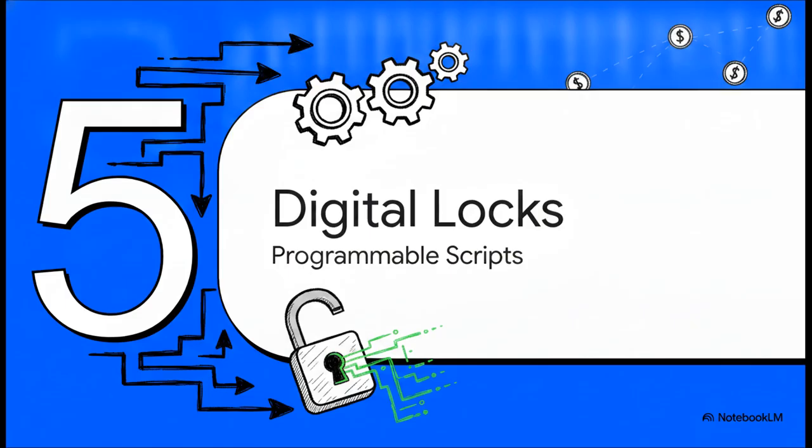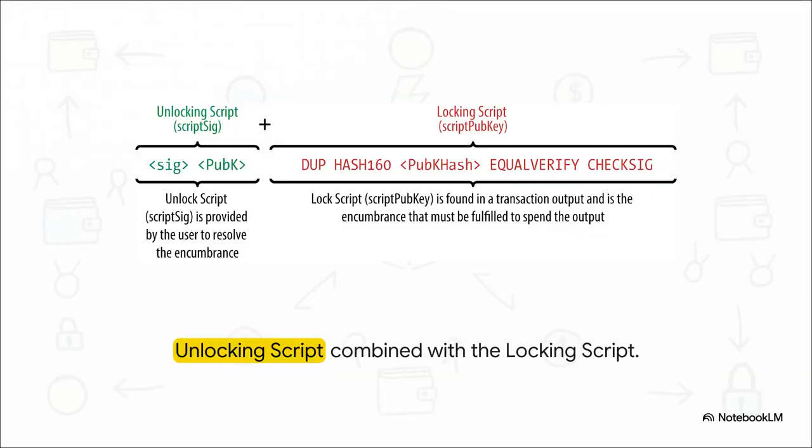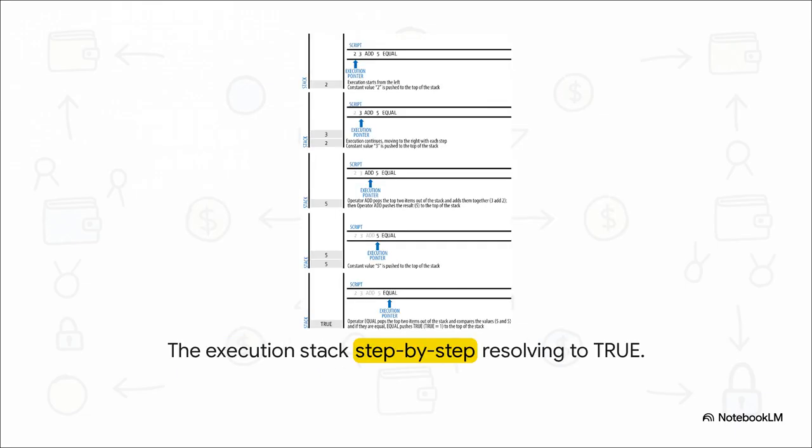Section 5. Scripts. Programmable digital locks securing value with math. This brings us to the real climax of our explainer: how these outputs are actually secured. Every single output on the network is locked with a small program. To spend it, your transaction input has to provide an unlocking script, which contains your signature that satisfies the conditions of the network's locking script. When a node validates your transaction, it quite literally snaps these two scripts together like puzzle pieces and executes them as one single sequence. And here's how that execution stack works step by step.